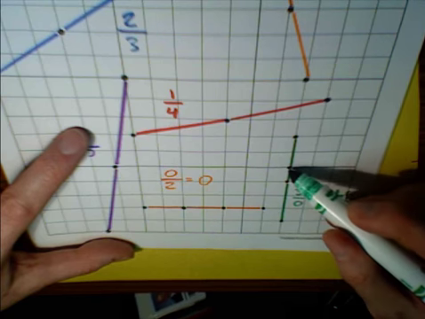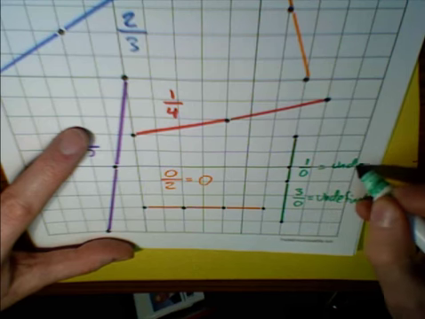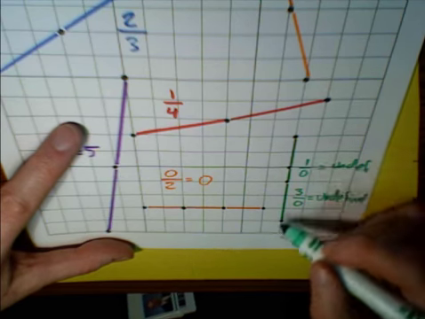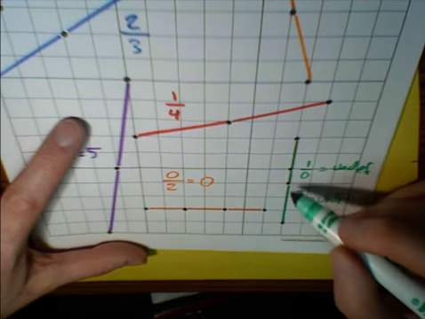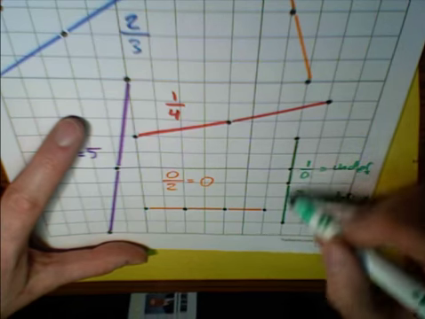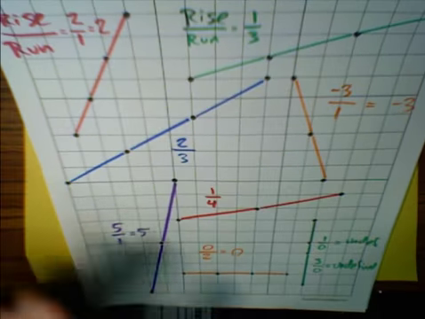Here I'm rising 1 and running 0. 1 over 0 is undefined. Really, it doesn't matter how far I rise. I could rise 1, I could rise 2, I could rise 3. I can rise any distance I want, but I'm always running 0. In this case, the slope is undefined. So that's the basics of slope.